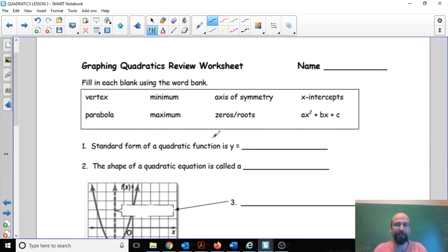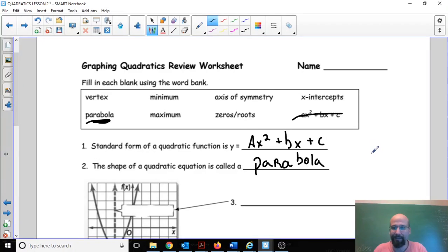So the standard form of a quadratic function is y equals ax squared plus bx plus c. This one. Right, that's just a review. The shape of a quadratic equation is called a parabola. Parabola. This one here, parabola. That's this. It can go this way, or it can go this way. Right, it can go up, or it can go down.